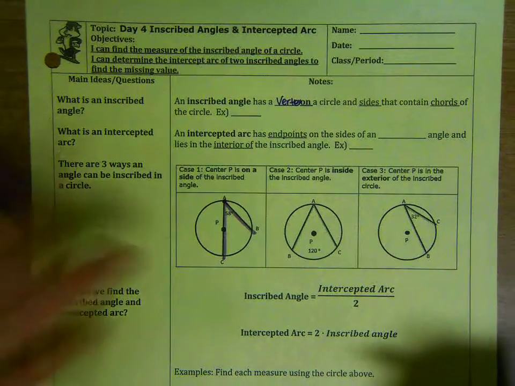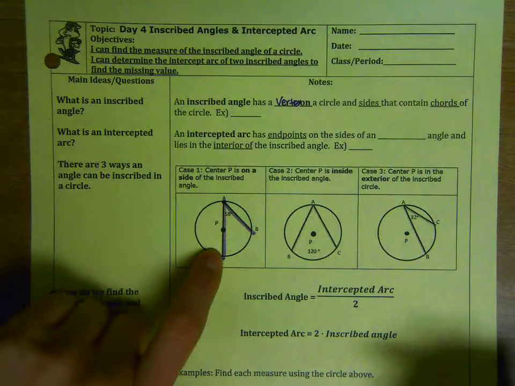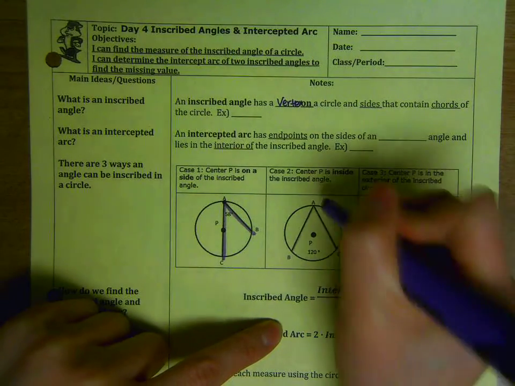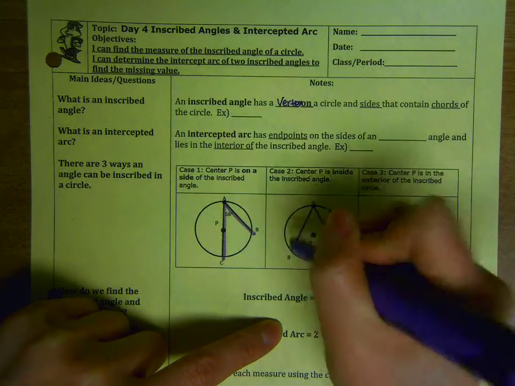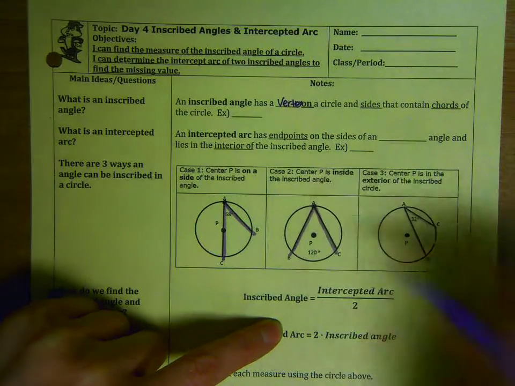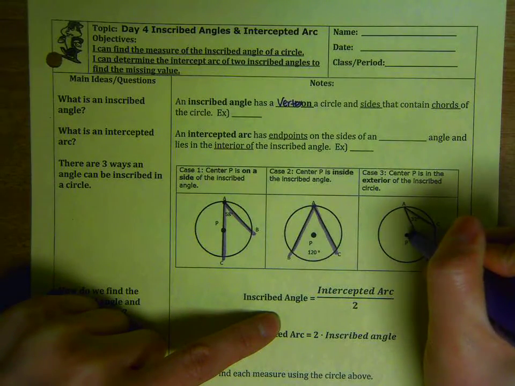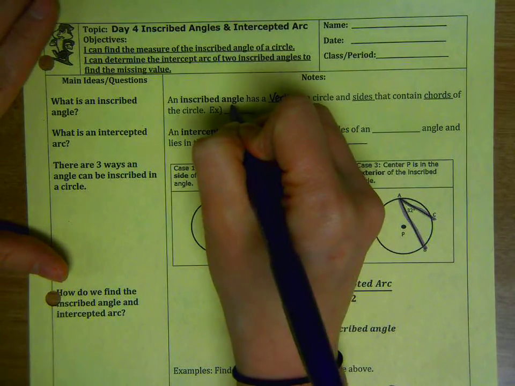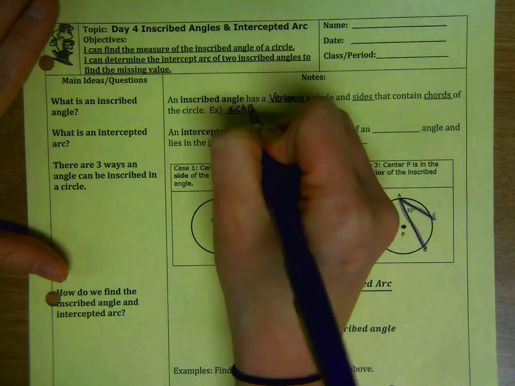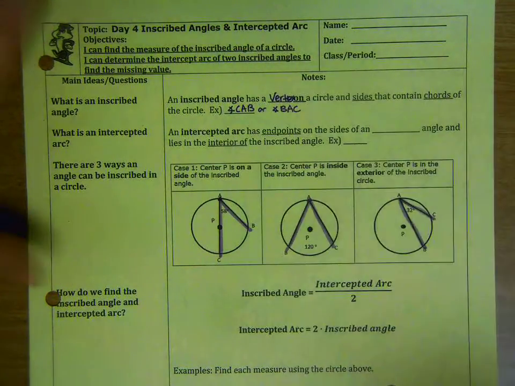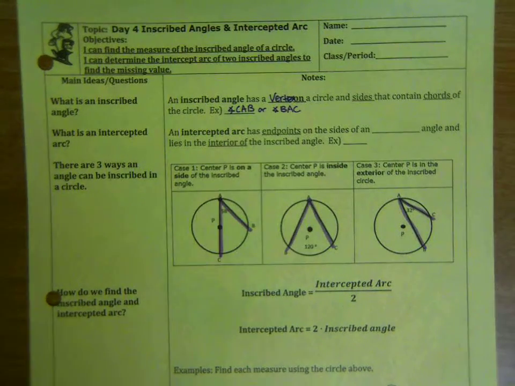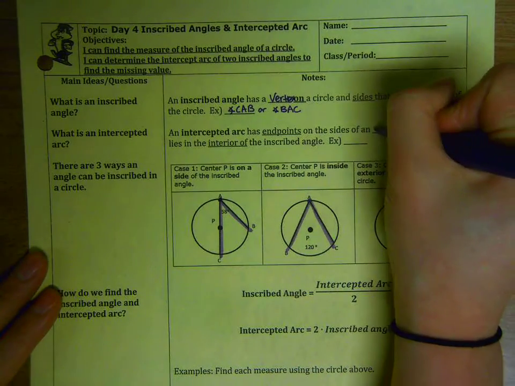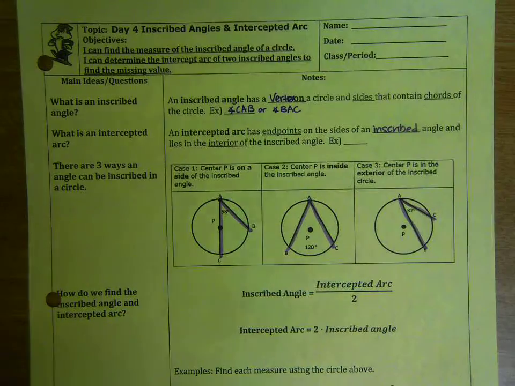So angle CAB is one example of the inscribed angle, and the other ones also have the vertex on the circle. And then BAC is one of the examples. The center point is outside of the inscribed angle. Since vertex A is on the circle, in all of these cases we call it an inscribed angle, and we label it as CAB, or either way, angle BAC.